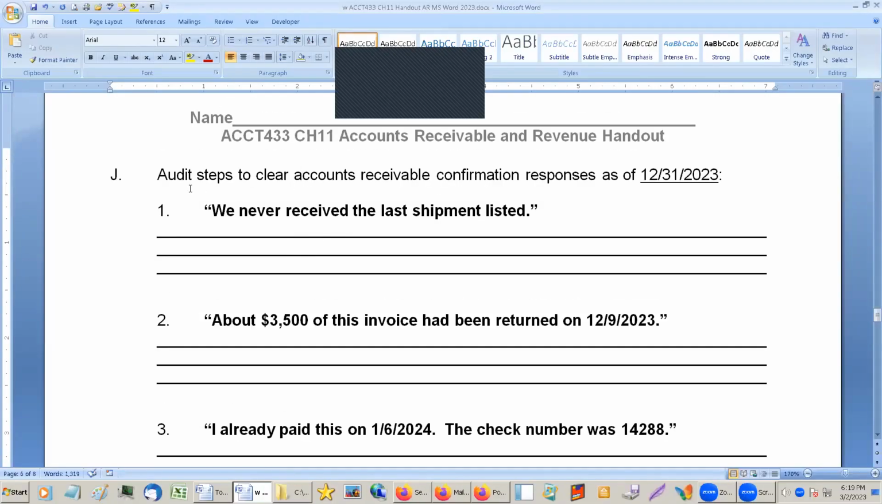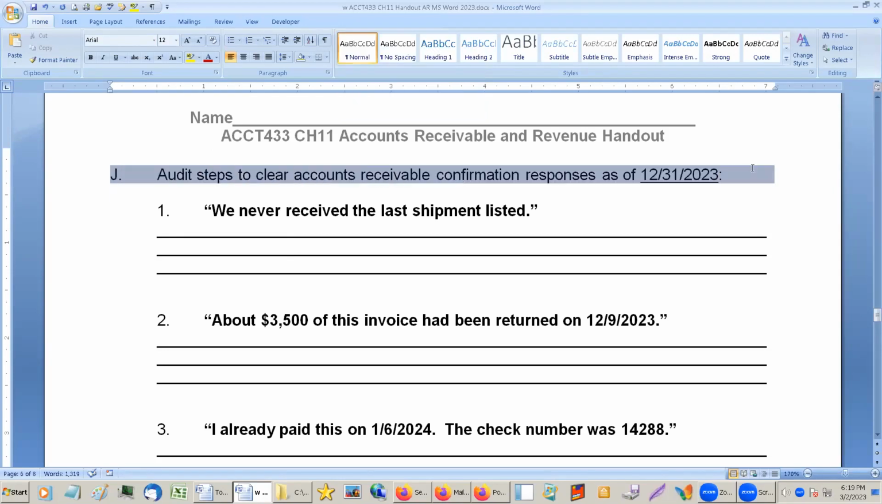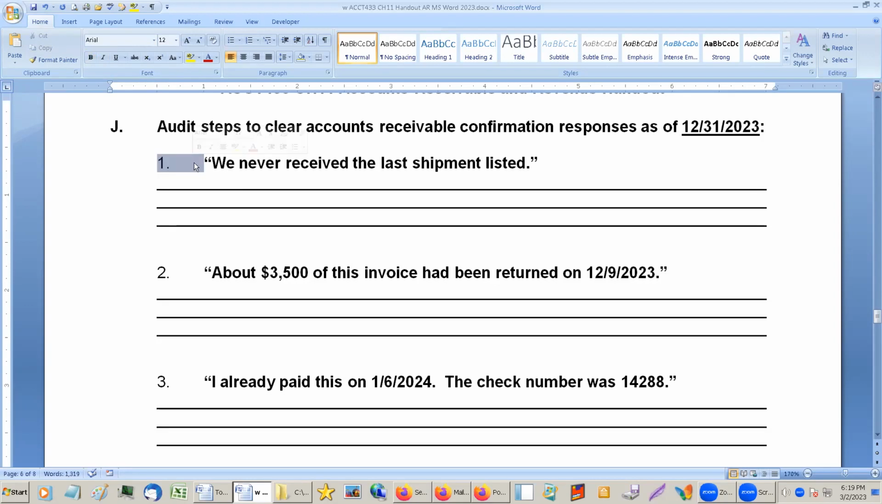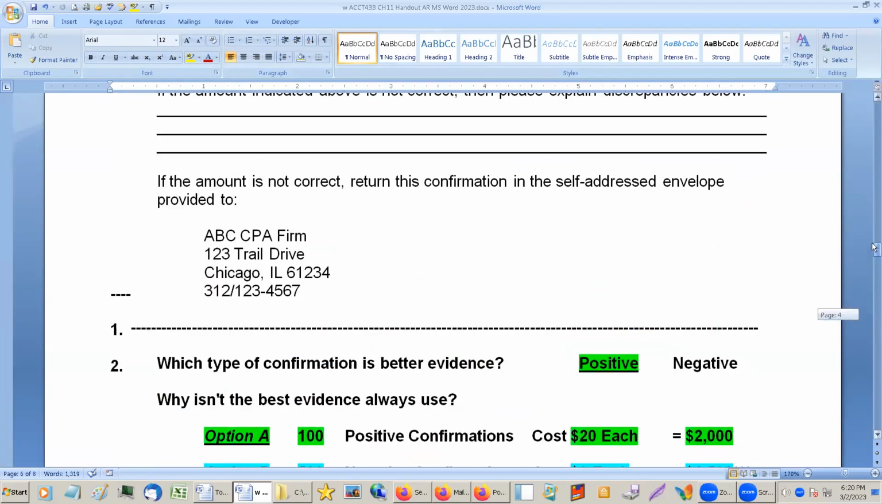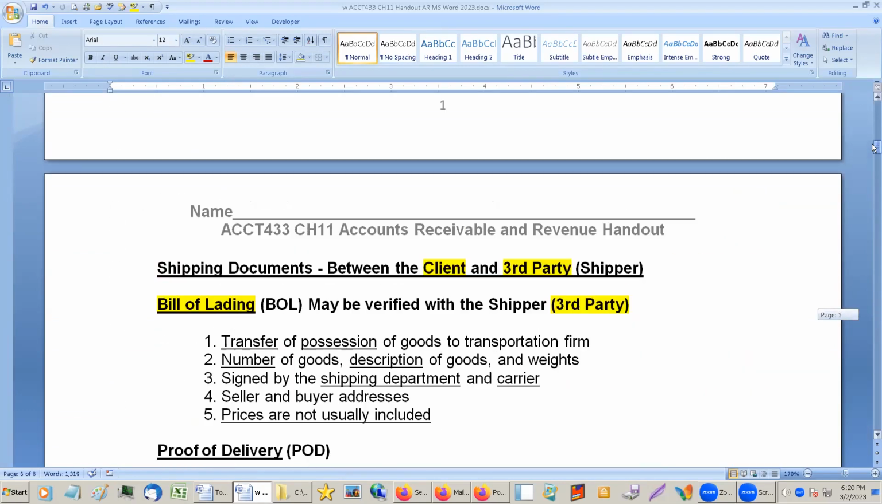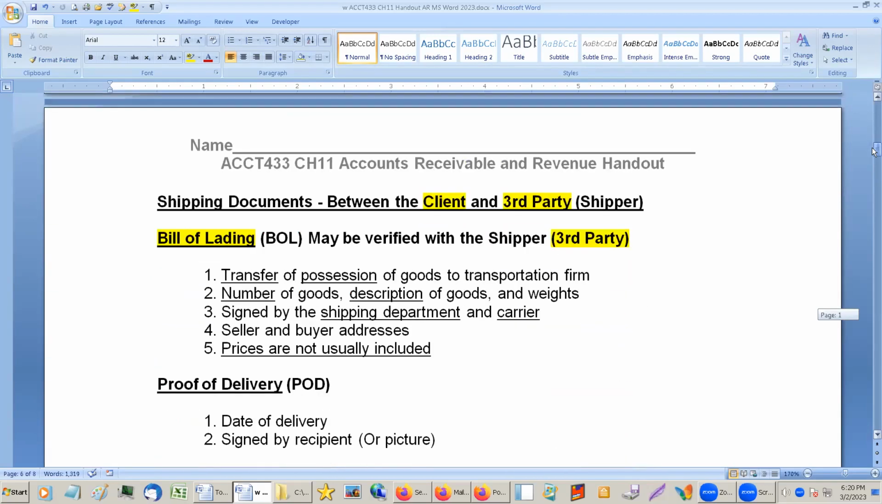Okay. Audit steps to clear accounts receivable confirmation responses as of 12/31. Number one, we never received the last shipment listed. How would you clear that? So you want to see if that was actually a real shipment. How would you do it? I'll give you a clue. It's up here in our documents. Actually, it's here. What would you do?